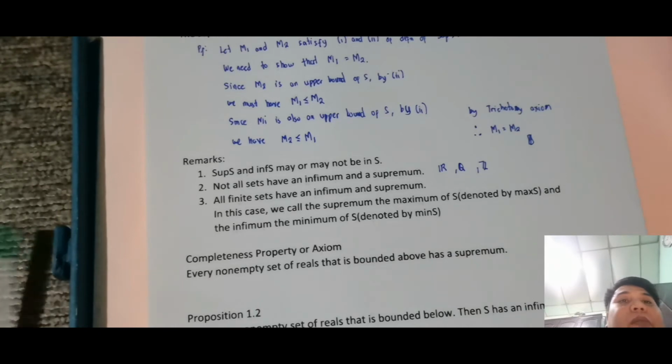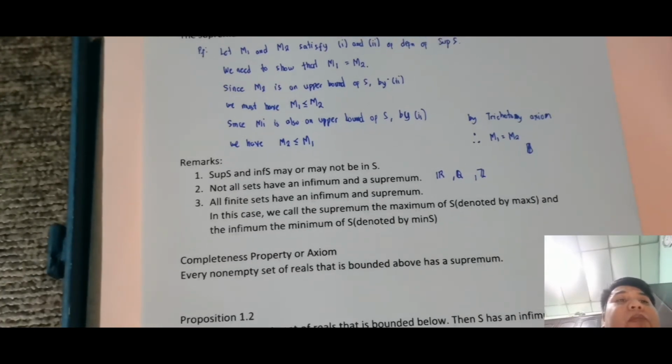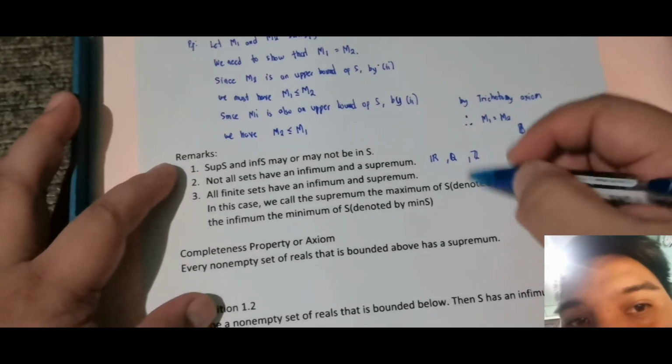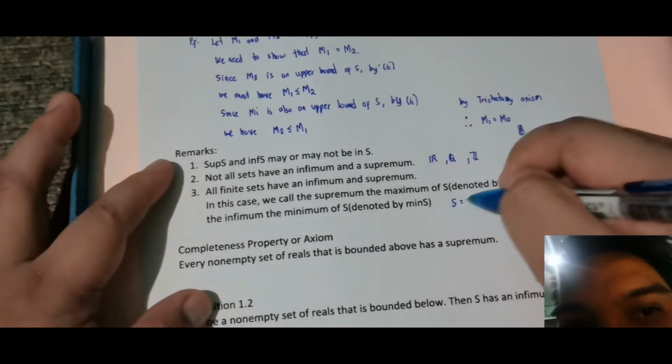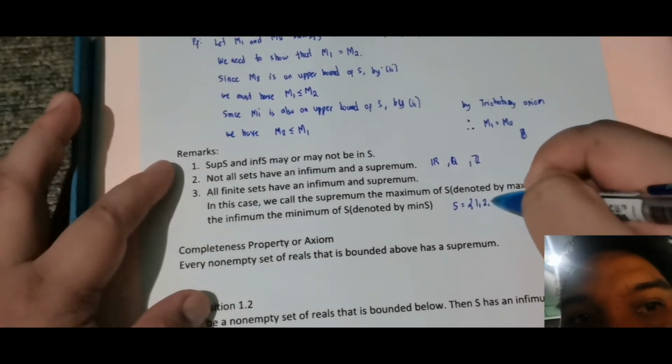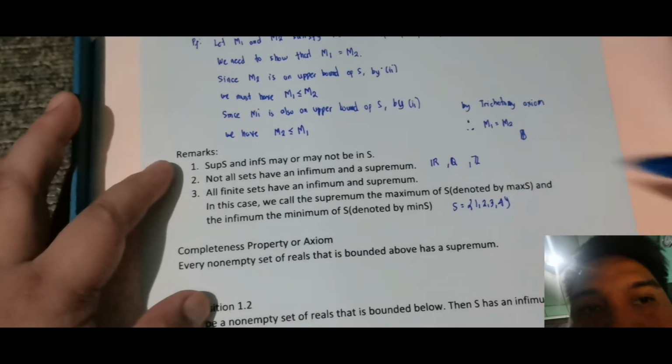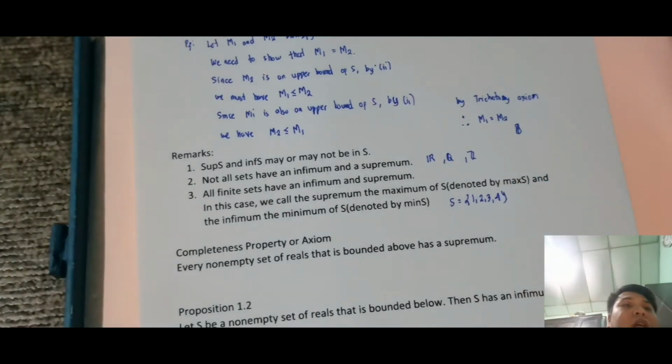Ngayon, number 3, all finite sets have an infimum and supremum. So, in this case, kung finite naman yung pinag-uusapan, we call the supremum the maximum of S denoted by max of S, and the infimum the minimum of S denoted by min of S. So, ano naman yung sinasabing finite sets? For example, S is the set containing 1, 2, 3, 4. Okay, so i-arrange mo lang yung numbers sa loob niya. So, kung ano yung pinakamababang number doon, o pinakamababang real number, automatic siya si minimum, at automatic si pinakamataas si supremum or si maximum.